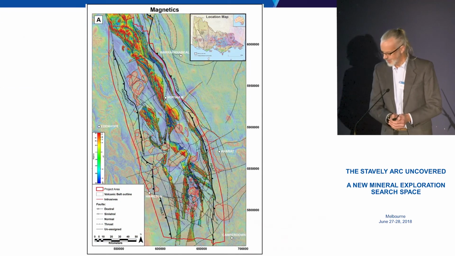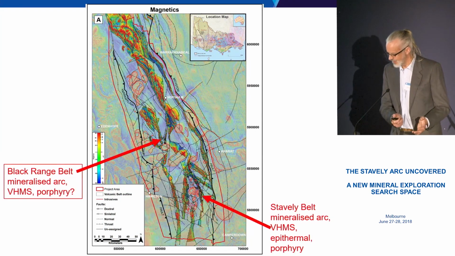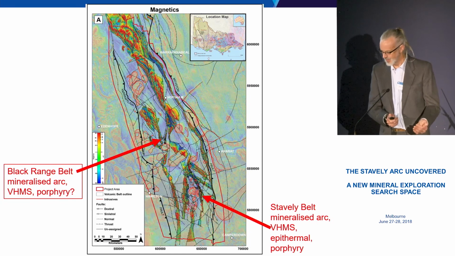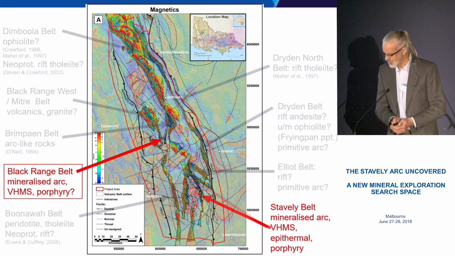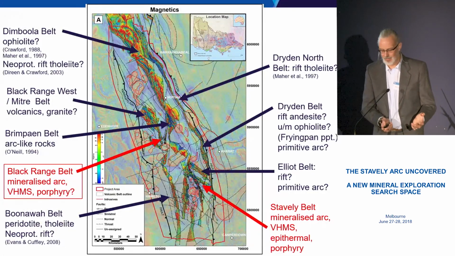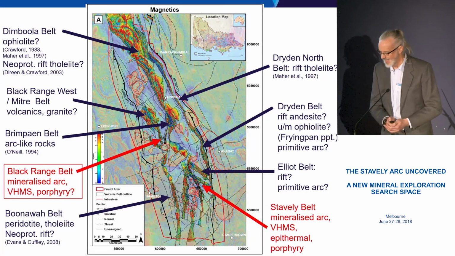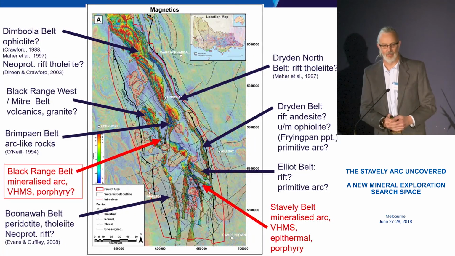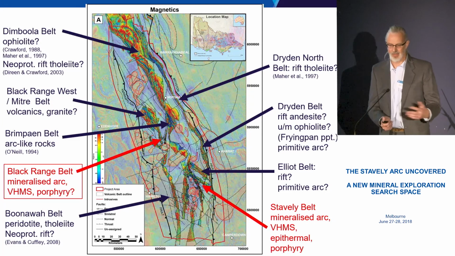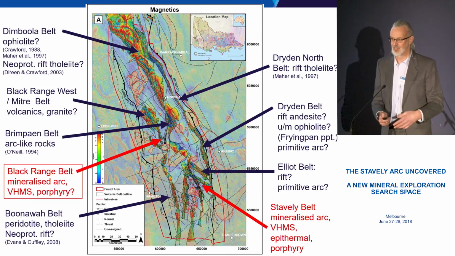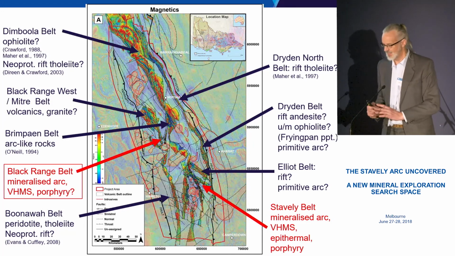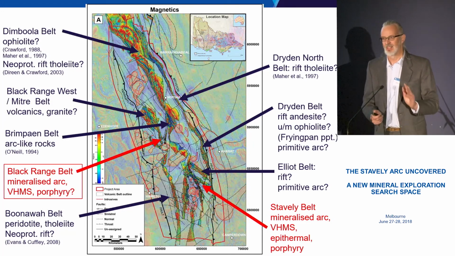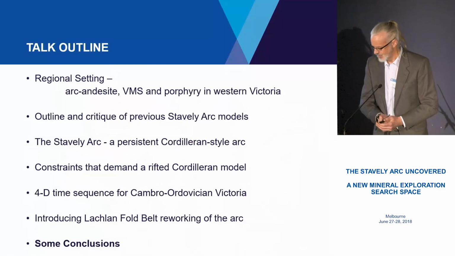And the challenge for us is that we know we've got Stavely Belt mineralised stuff and we've got Black Range Belt mineralised stuff. They're two small belts. But there's all this other stuff. And based on the limited drilling that's been done, there's a gazillion different interpretations of what different things are. Some of them are arc, some of them aren't arc, some of them are ophiolite, some of them are mantle peridotite, some of them are rift. There's just everything there. So how would you have any confidence as to where to go? That's what this project was about, trying to reduce that uncertainty.